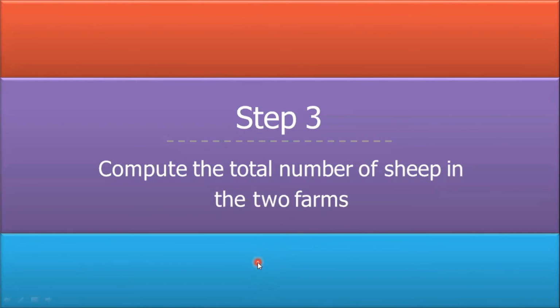What we'll have to do in this step? To compute the total number of sheep in the two farms. Up till now, we have the number of rows and the number of sheep scanning each row in both farm A and B. So we are just closing the answer. So let's see.